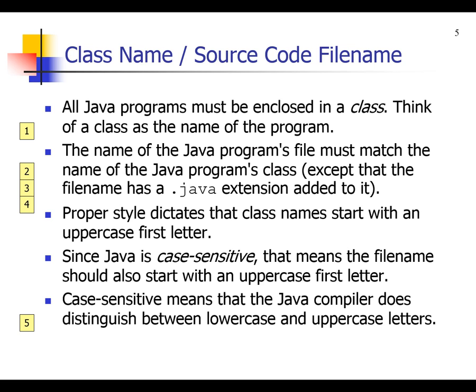All Java programs must be enclosed in a class. The class name shall match the Java file name. All right? Well, this one it would be public class and then last name, first name, chapter 3. So your class would be last name, first name, chapter 3. Okay. Does that make sense? Proper style will dictate that the class name start with an uppercase first letter. Why? Java is case sensitive, so the file name should also start with an uppercase first letter.